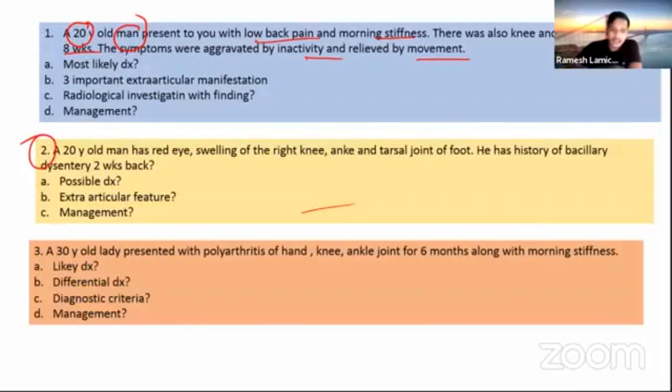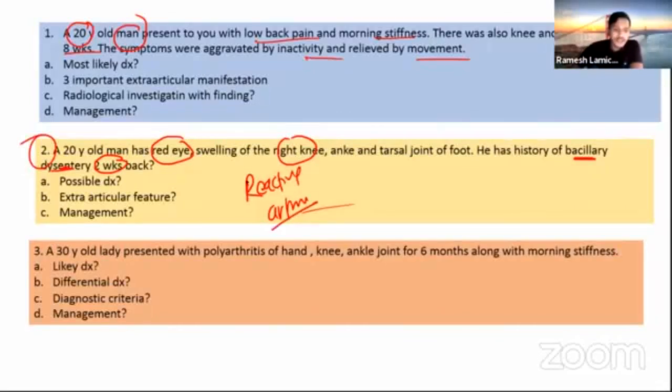Now come to question number 2. A 20 years old man has red eyes, swelling of the right knee, ankle and tarsal joint. He has a history of bacillary dysentery 2 weeks back. After 2 weeks, the patient develops conjunctivitis and arthritis, right? I told you about this. After infection, 2 to 3 weeks later, the patient will have reactive arthritis. So reactive arthritis is the answer here.